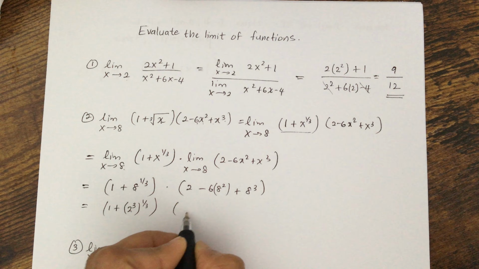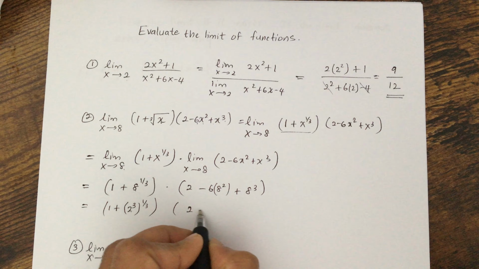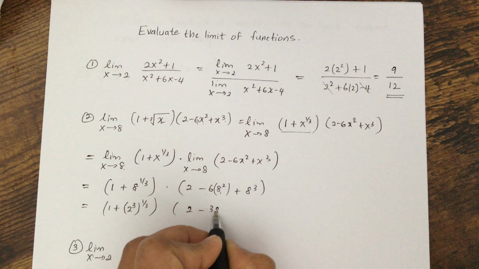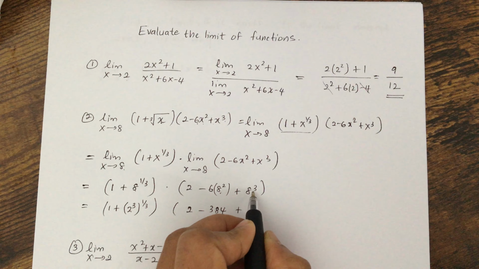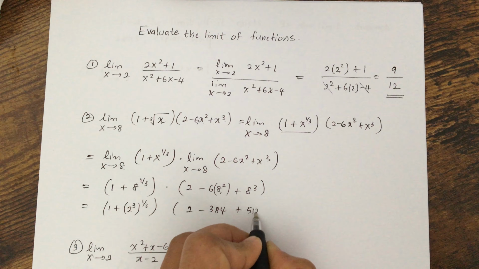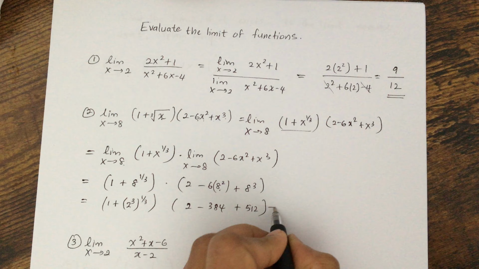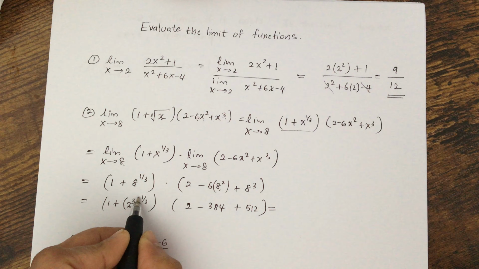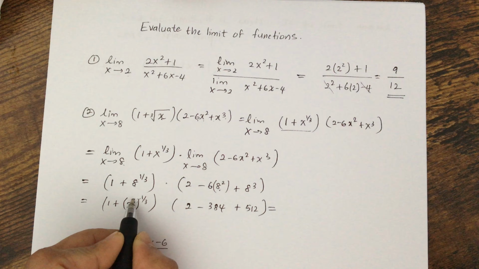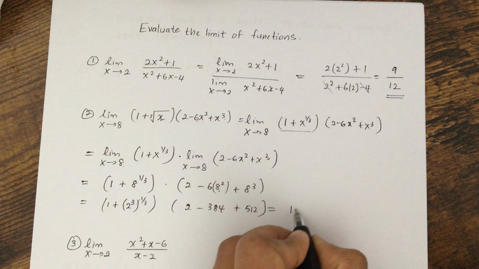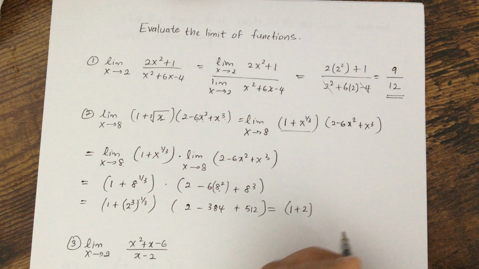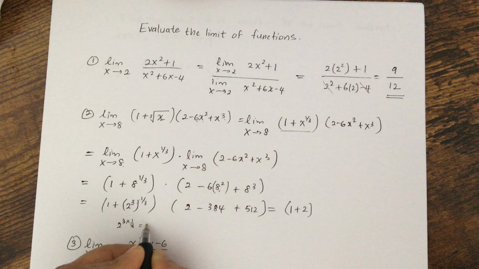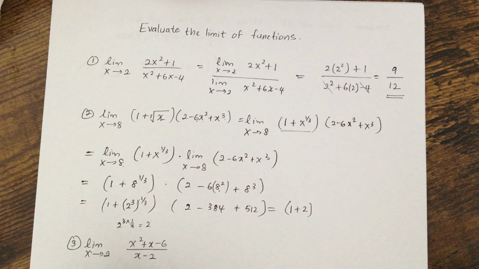And then here you can simplify. This is 2 minus 6 times 8 squared, which is 64. 64 times 6 is 384, plus 8 to the power 3 is 512, right? And this is 2 to the power 3 to the power 1/3. So you multiply 3 and 1/3, right? Then it cancels 3 to 3, right? So you end up with 1 plus 2 here, because 2 to the power 3 times 1/3 cancels, you end up with 2, right?